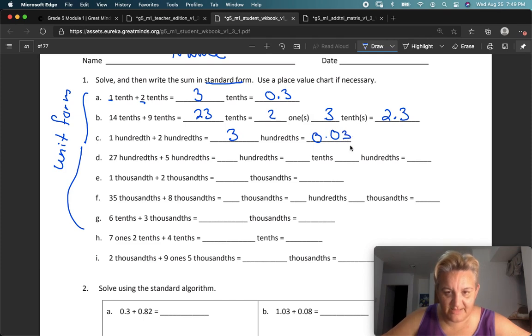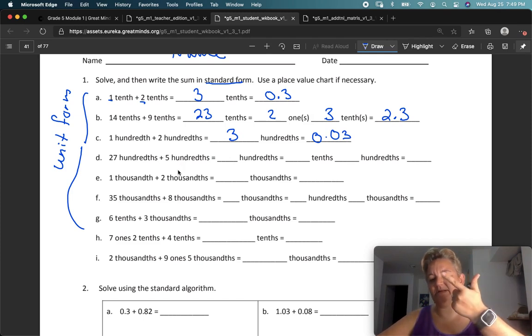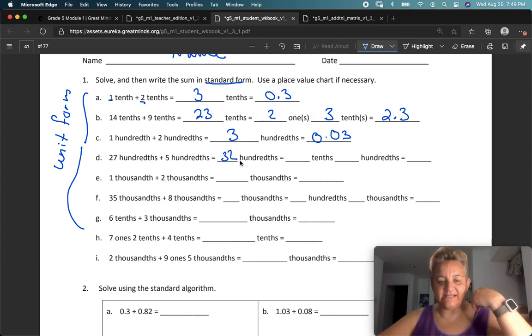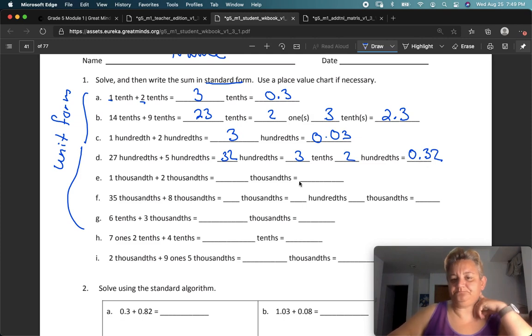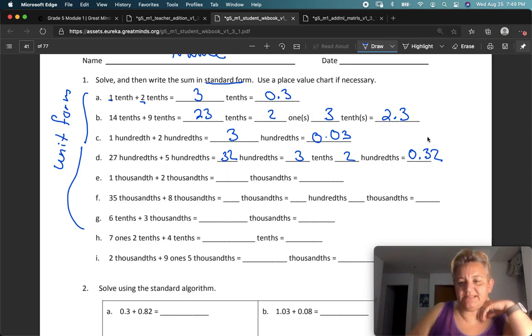Okay, you remember that place value, 3/100. 27/100 plus 5/100. Well, let's see, 27, 28, 29, 30, 31, 32/100. Yes, I just used my fingers. It's okay. 32/100 is the same as 3/10 and 2/100. And written in standard form, that would look like this, 0.32. Right, because the 3 is in the tenths and the 2 is in the hundredths.